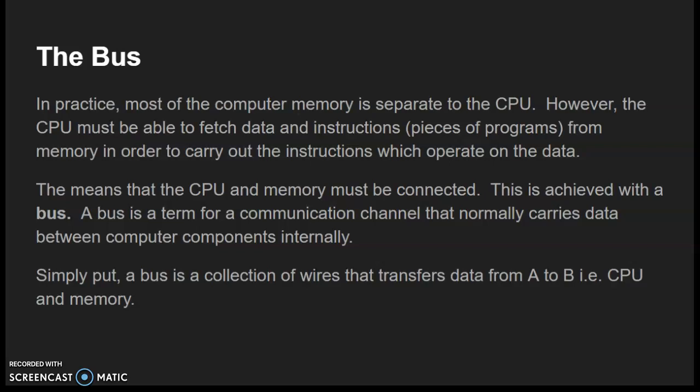However, the CPU must be able to fetch data and instructions, pieces of the program, from memory in order to carry out the instructions which operate on the data. So it goes and fetches it, brings it back, executes it, goes and fetches more data, executes it, and maybe stores the results of those instructions somewhere. This means that the CPU and memory must be connected, and this is achieved with a bus.